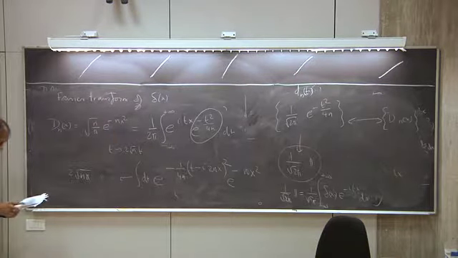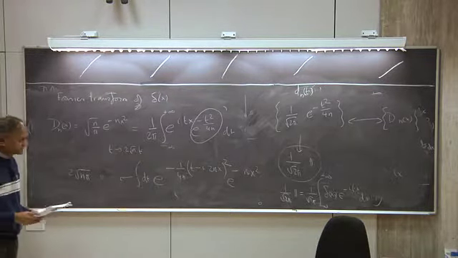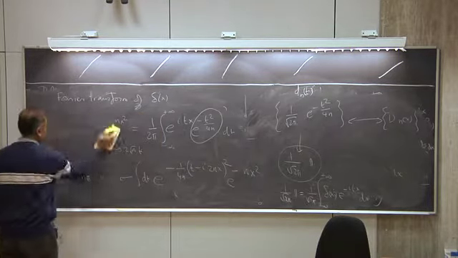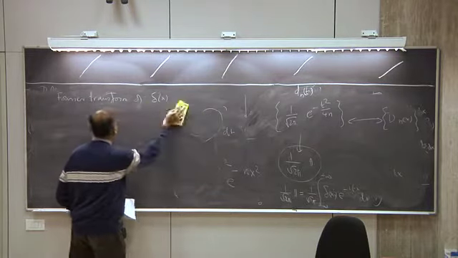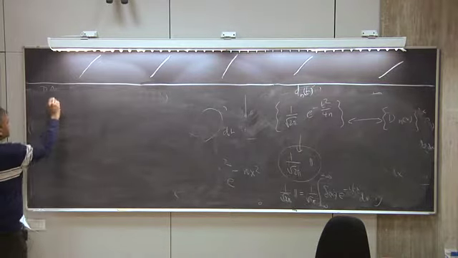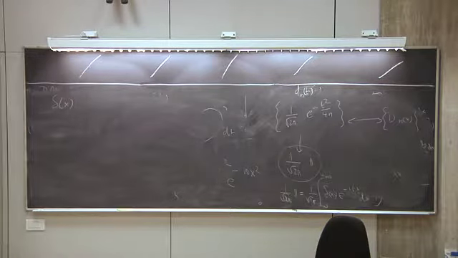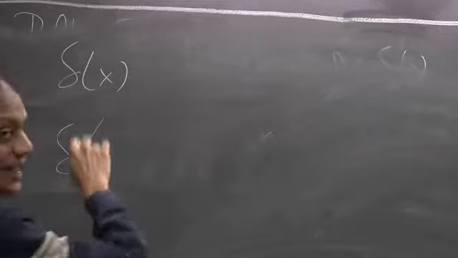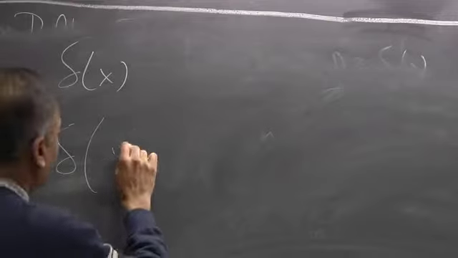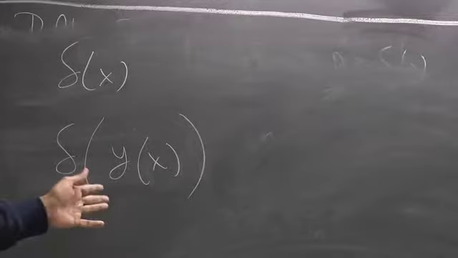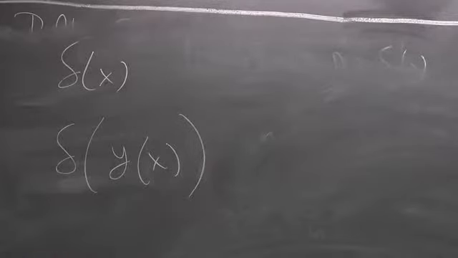I think that's about it. Maybe I can just mention one more thing which could be useful in some physics examples. So far we've been talking about the delta function of x, but sometimes in various physics applications you encounter something like the delta function of a function of x. So let's say y of x. Sometimes it comes up like that in some application.